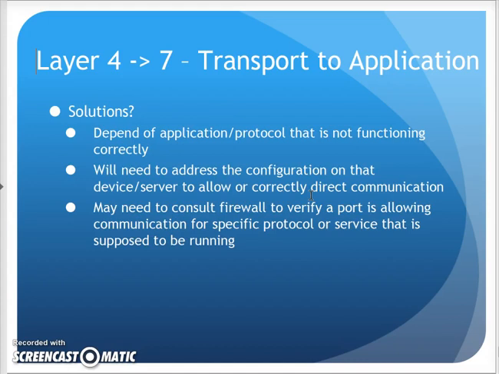So with your upper layer protocols, it really becomes specific to that particular application you're troubleshooting, but that gets you thinking about some of the ideas that you should be considering in troubleshooting the upper layer protocols. Depending on the application protocol not functioning, we need to address the configuration on that device. Maybe I need to go check the DHCP configuration or DNS configuration on that server to fix what's going on. And again, I might even need to consult my firewall, because the firewall might be blocking. Everything else might be right, but the firewall might be blocking a specific function.